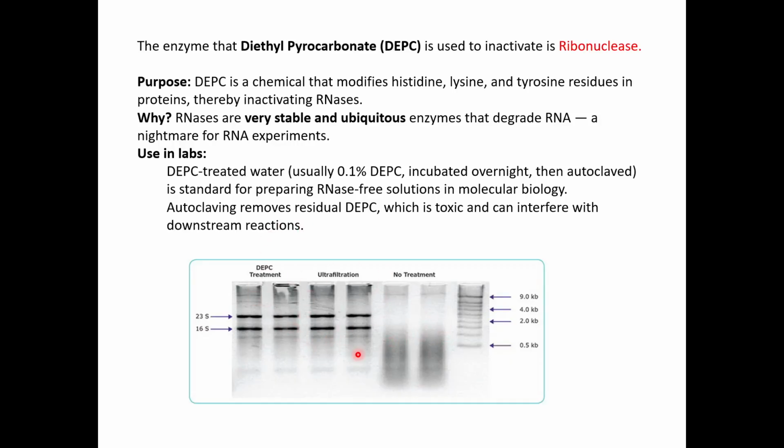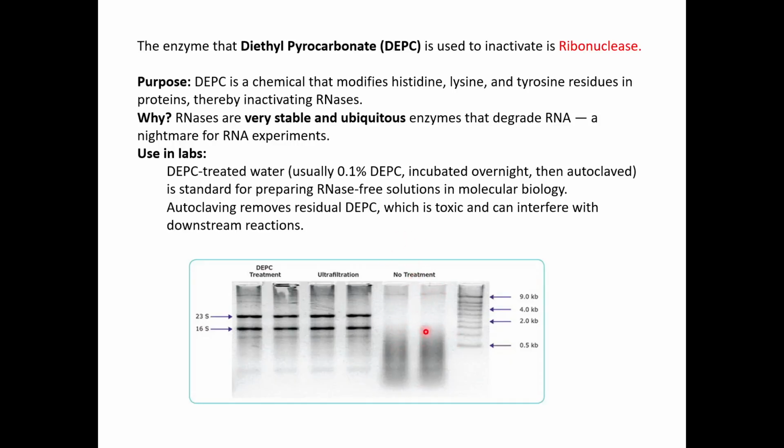So here we can see that other than DPC, there is also ultrafiltration, where you can eliminate any possible RNases. You can see here the RNA in DPC treatment. You have two clear bands of 23S RNA and 16S RNA. In ultrafiltration also the RNases are removed, so here also you have neat clear bands of RNA present.